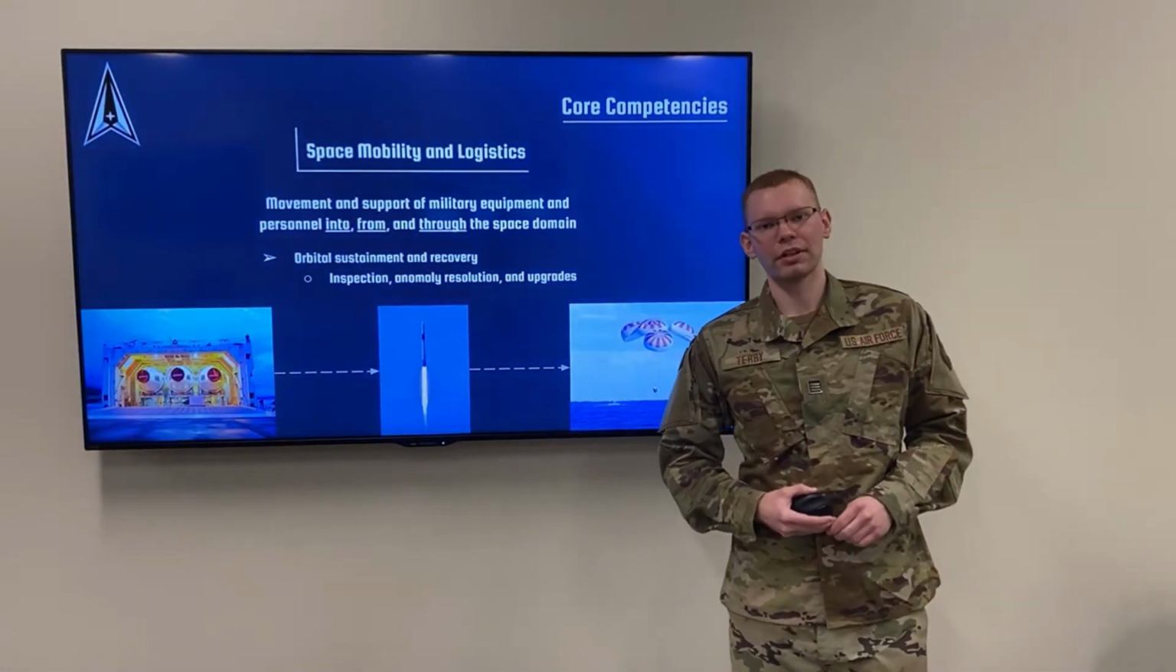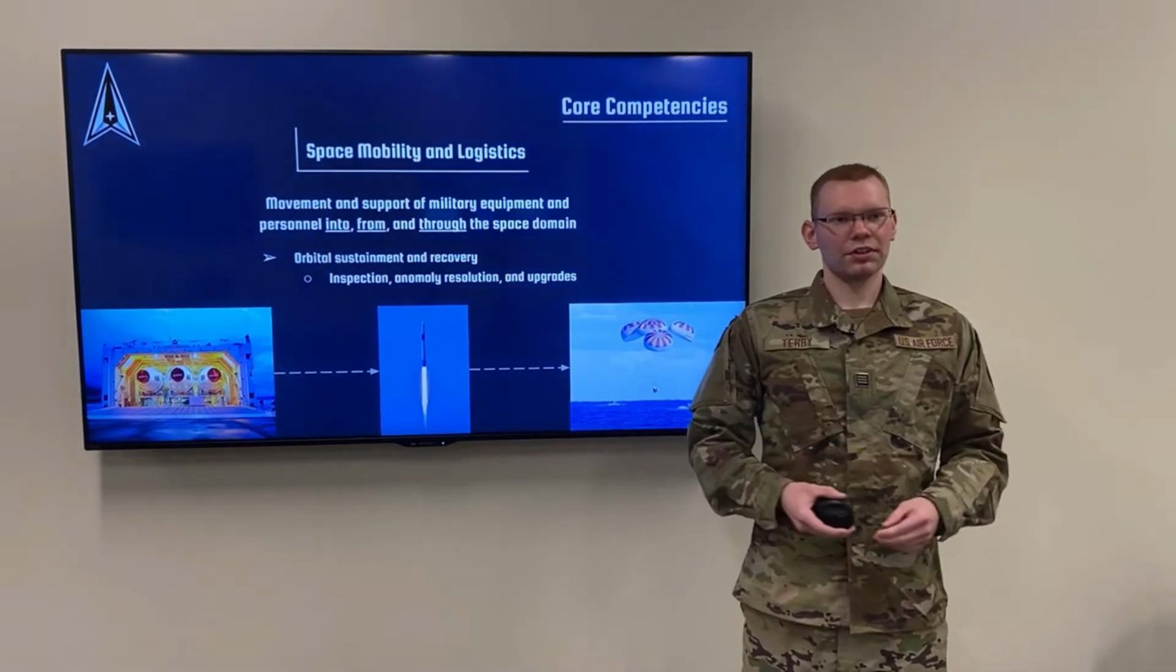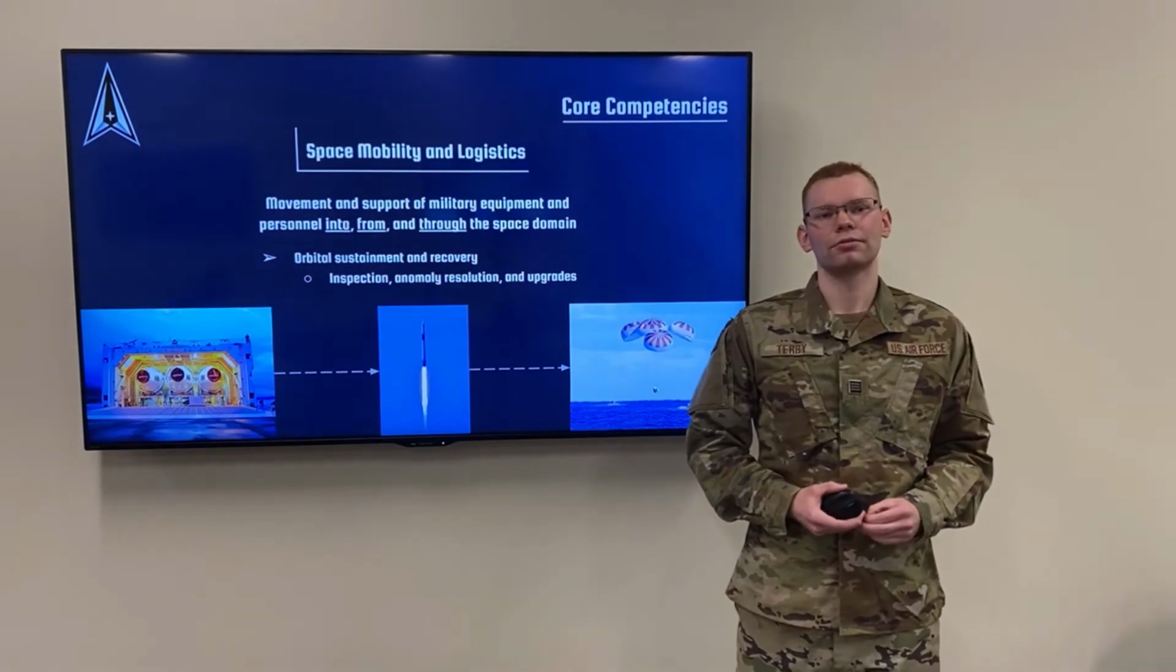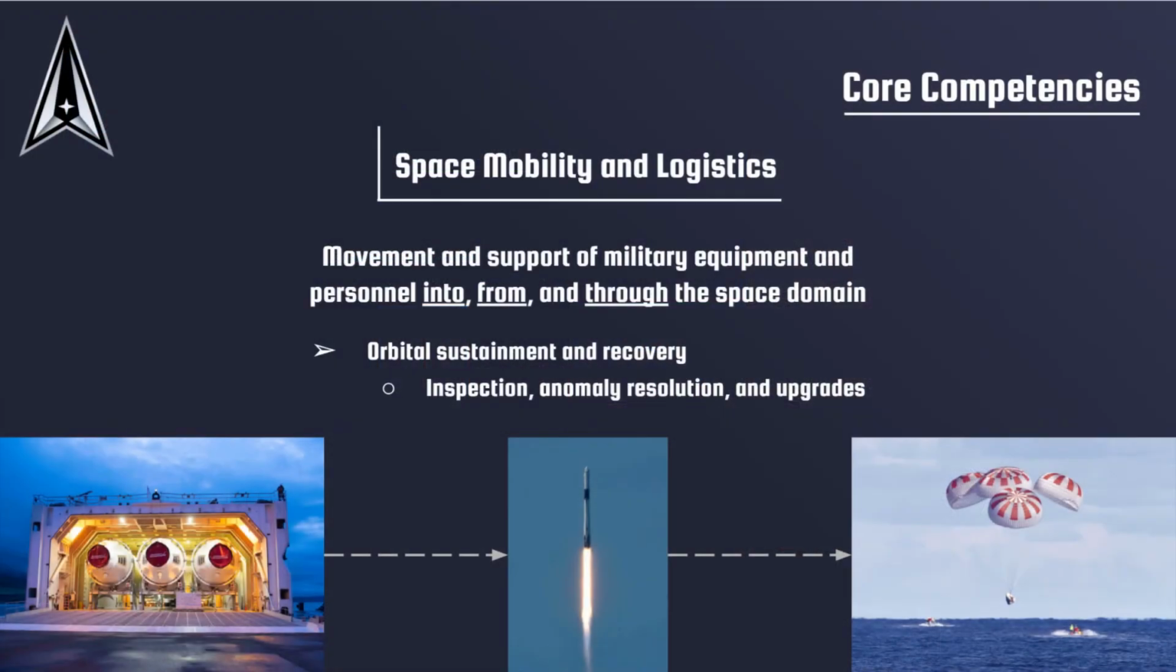Next, we have space mobility and logistics. Now, this facilitates the movement and support of military equipment and personnel into, from, and through the space domain. What does this really mean? So it's orbital sustainment and recovery. How do we go from engineering the rocket to launching the rocket and to recovering whatever we had in space? So this will consist of inspection of spacecraft and military personnel going into space, anomaly resolution, which is how do we fix our spacecraft in space, and any upgrades that we could potentially have in the future.